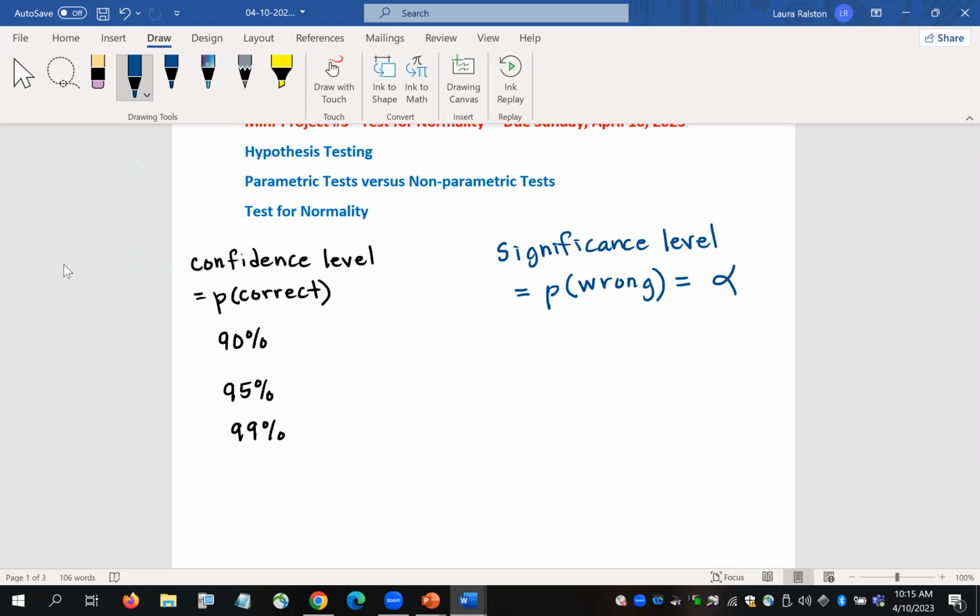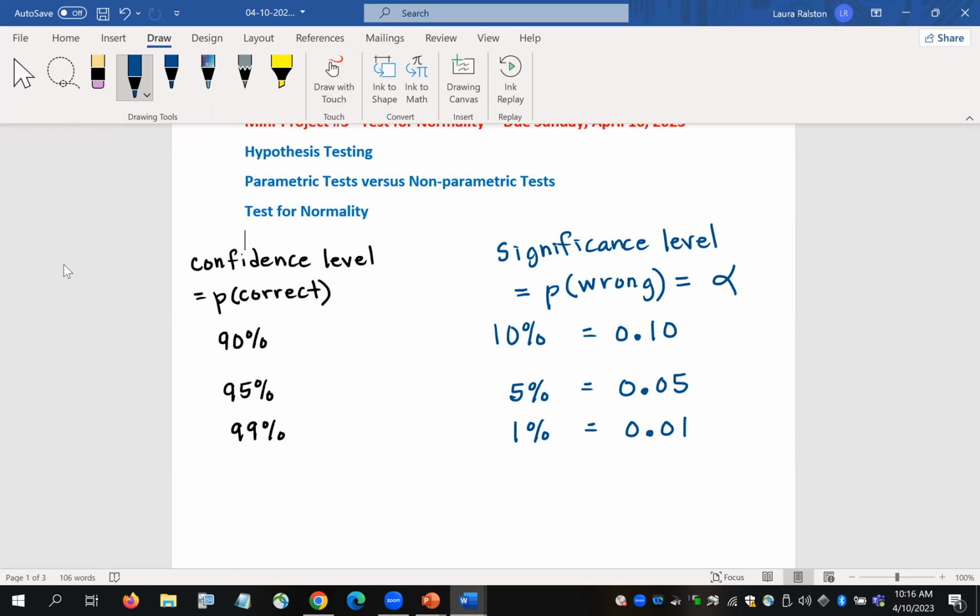The two together, remember, have to total 100%. So if my confidence is 90%, my significance level would be 10%, as a decimal is 0.10. If my confidence level is 95%, my significance level is 5%, which would be 0.05. If my confidence is 99%, the significance level is 1%, or 0.01. Okay, so that's kind of the idea of the significance level.